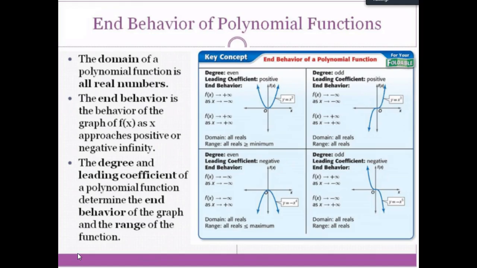If they're even degree, then they're going to be in the same direction as they are in that chart. Odds are going to be opposite. And then you also need to look at the leading coefficient. So the leading coefficient is the first term on the highest power degree.